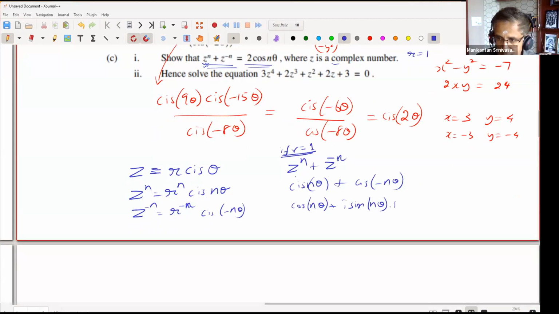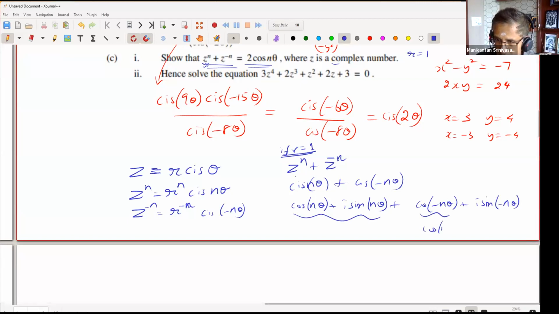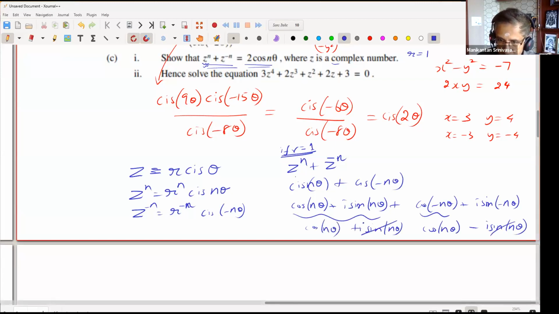Okay, and this will be cos minus n theta plus i sin minus n theta. Cos is an even function, therefore this will be the same as cos n theta. Sin is an odd function, therefore this will become minus sin n theta. So the minus and plus will cancel for the sin theta, leaving just 2 cos n theta.